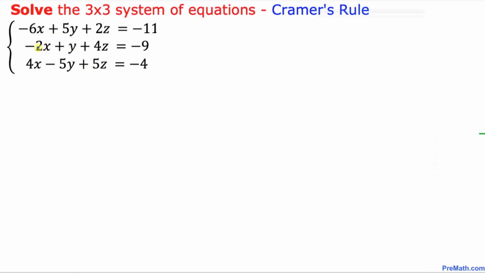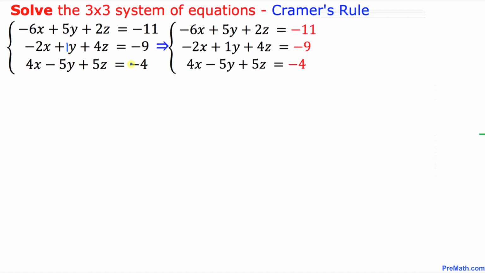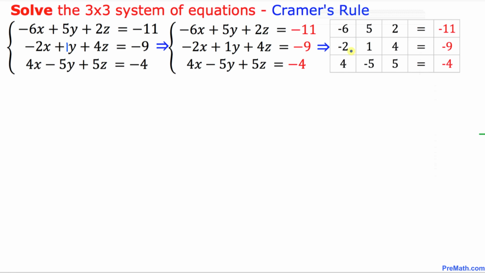As you can see in the second equation, the coefficient of the y variable is missing, so by default it must be 1. And here you can see that we have nicely relisted this system of equations with their coefficients, and also on the right hand side these numbers with different colors. And finally, in this table, we have put down all the coefficients of these x, y, and z variables nicely.